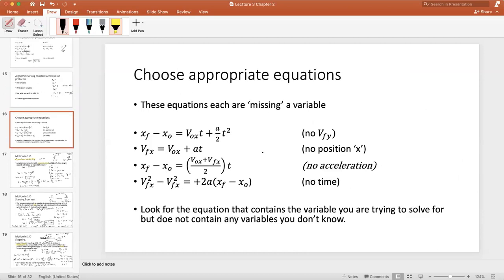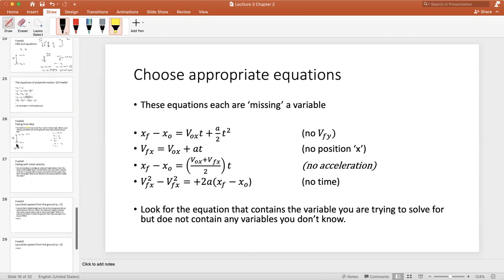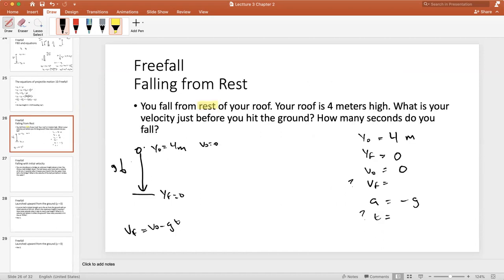The only equation that doesn't have v final is that top one. So let's head back to our free fall. We have y final minus y initial is v naught t minus g t squared over 2. We know this is 0. You started from rest. And we know v final is 0. So what that gives us is y initial is minus g t squared over 2.